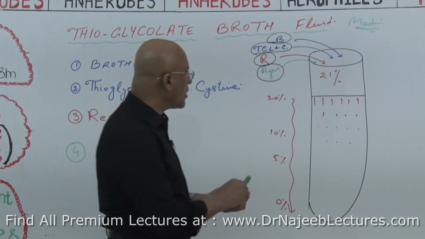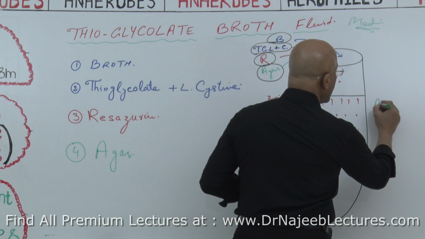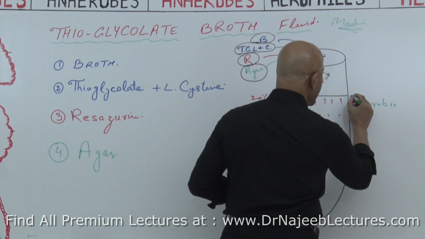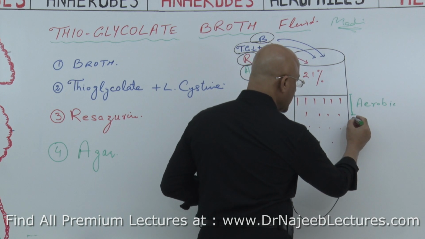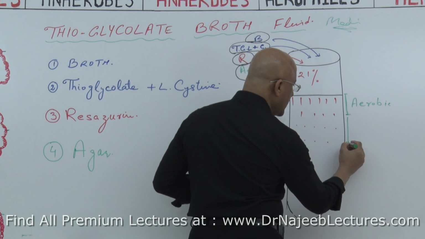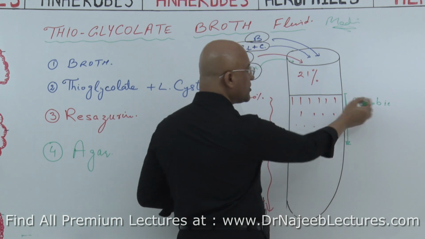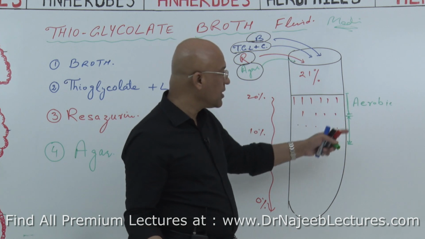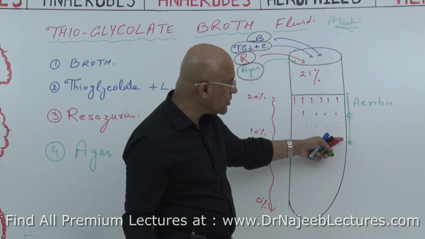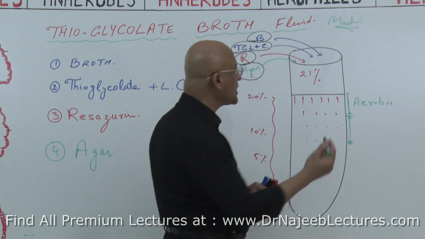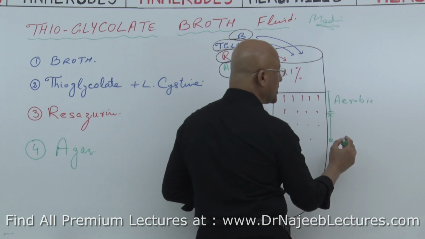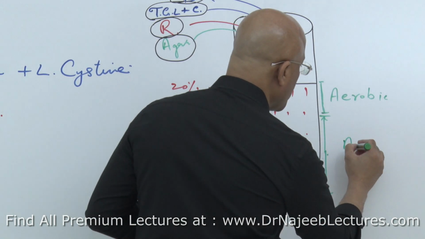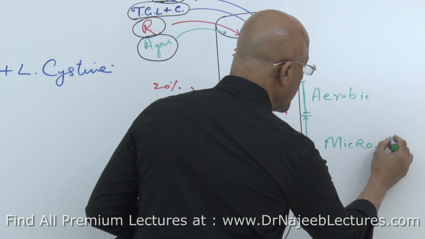So it means the top area will be aerobic. This area of the tube will be aerobic. Then we can say this area of the tube is having less oxygen. This is having oxygen nearly according to atmospheric pressure or tension, oxygen tension. Then oxygen tension decreases. It means it becomes less than normal oxygen tension. So we can say this is a microaerobic environment, microaerobic.